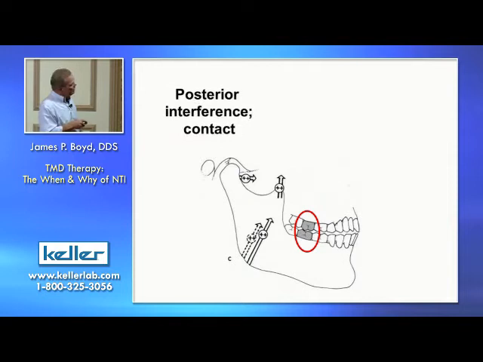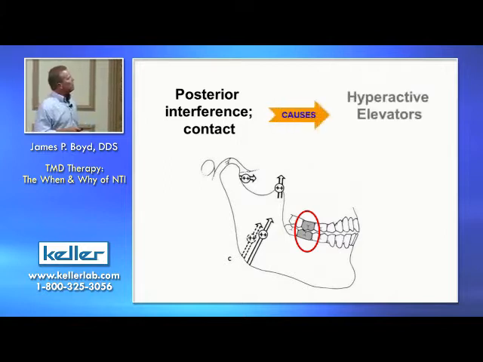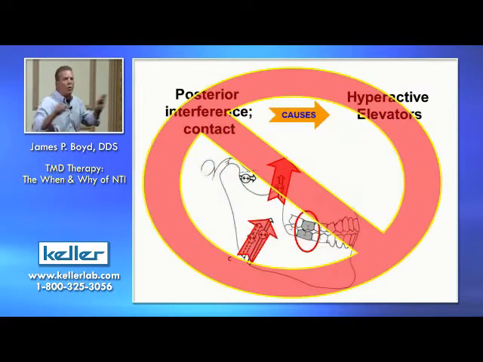So there is a posterior interference, a contact. And we were told that at that contact, this item, as if it's an actual object, can cause the elevators to be hyperactive. No way. Never, never, never. It does not happen that way. What really happens?